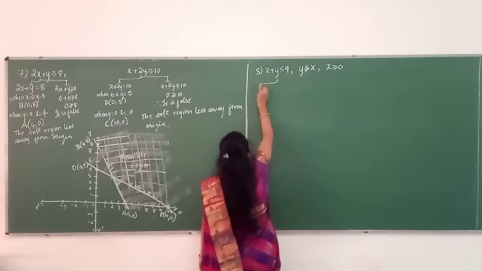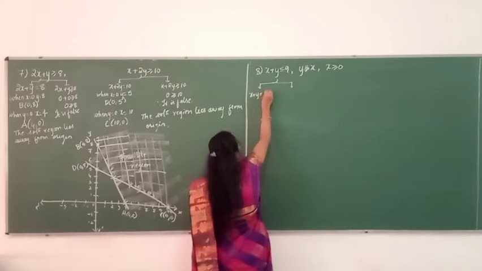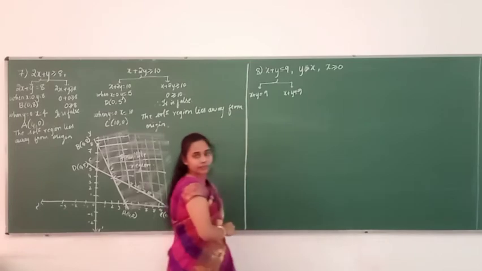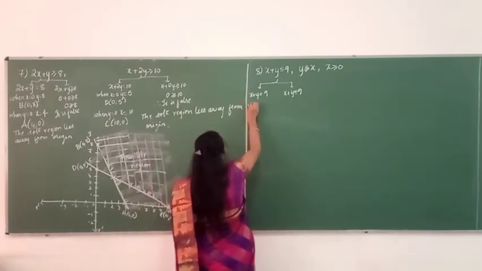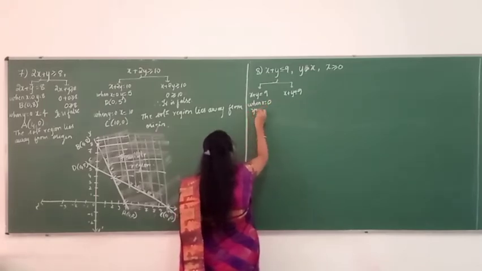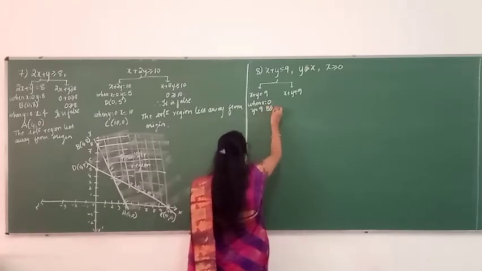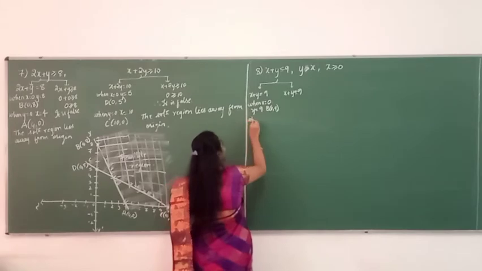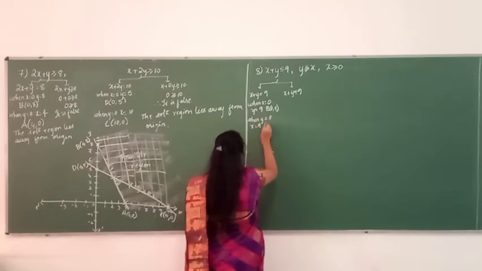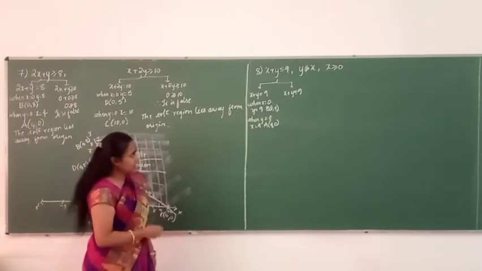So this is x plus y equal to 9, and here x plus y is greater than or equal to 9. When x is equal to 0, you get y as 9, which is nothing but B equals (0, 9). And next, when y is equal to 0, x is nothing but 9, which is A equals (9, 0). These are the coordinate points.